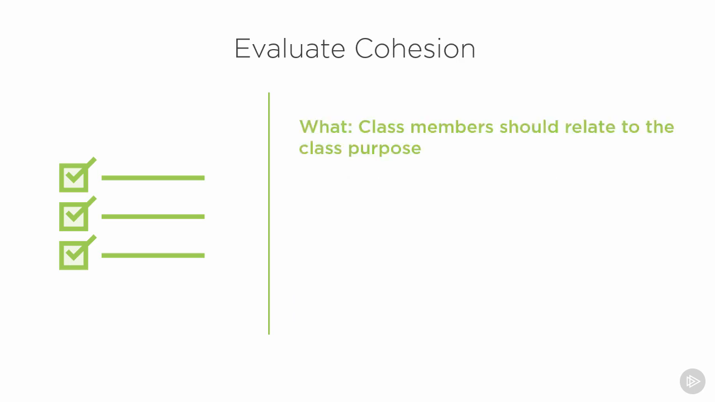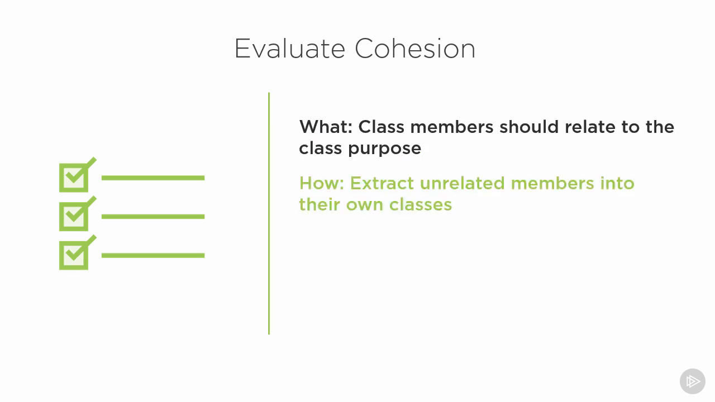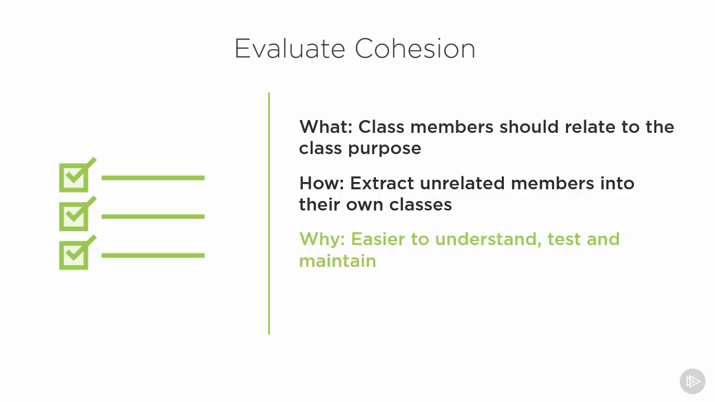Cohesion is a measure of how related the members of a class are to the purpose of the class. To increase cohesion, extract unrelated members into their own classes. Maximizing cohesion makes an application easier to understand, test, and maintain because each class is more focused on a single purpose.